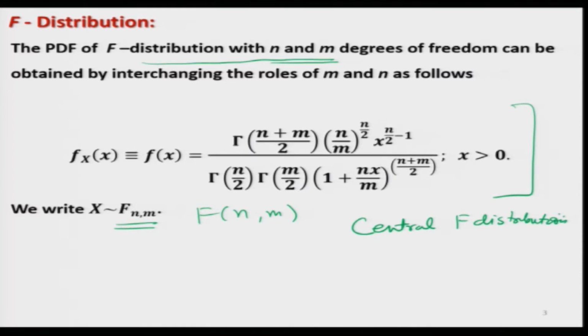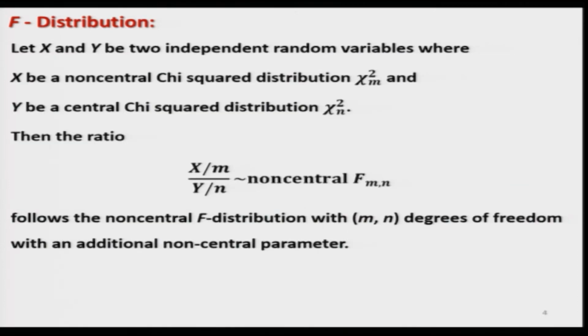So, once you have central F distribution, then there will also be a non-central F distribution, and you have seen that in the case of chi-square and t also you have a non-central chi-square and non-central t distribution. So, the distribution of non-central F is very simple.